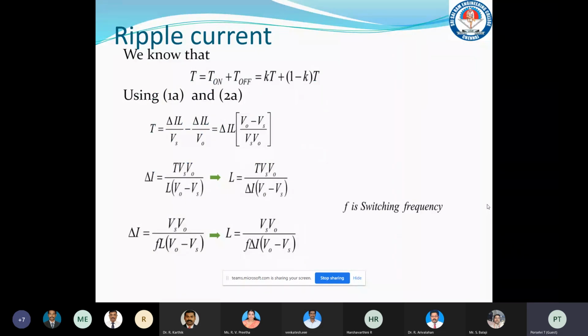So again, we can find the ripple current by using T is equal to T on plus T off, substituting for T on and T off, and after simplification, we will get the final expression for del I as Vs V naught by F L into V naught minus Vs, from which we can find the design equation for L as Vs V naught by F into del I into V naught minus Vs.